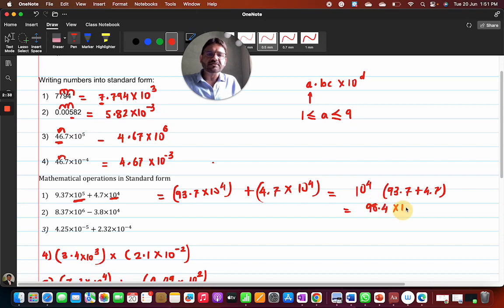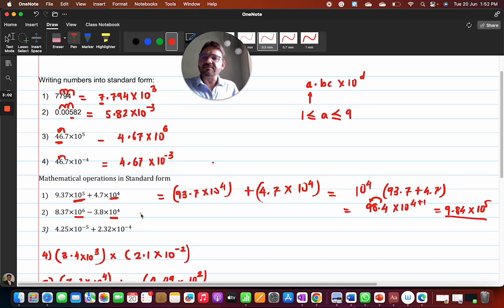Now again, this is not the standard form. So you shift the decimal 1 to the left. So when you shift 1 to the left, you add 1 basically, you think like that. So this will become 9.84 into 10 raised to 5. So that's my final answer. Again here, when you're subtracting, the powers, the 10 raised to, should be the same.